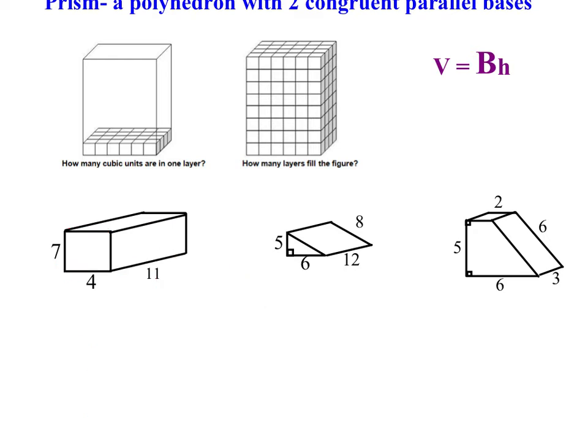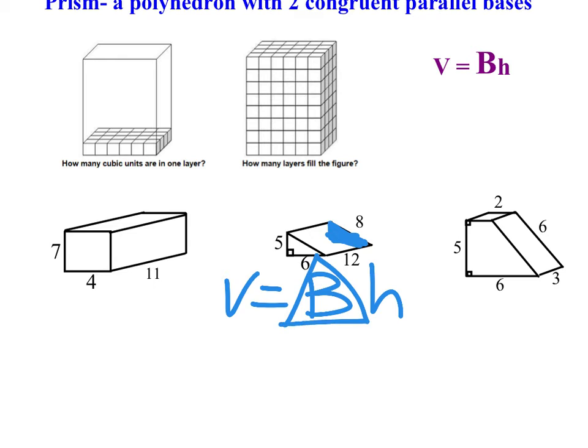The next shape is not a rectangular prism. It is a triangular prism. Well, you might notice that the only ones that are congruent and parallel would be this back triangle and the front triangle. So volume equals big B times H, but I have to treat the big B a little bit differently because it's a triangle. Remember what the formula for triangle was? Little bh divided by 2.